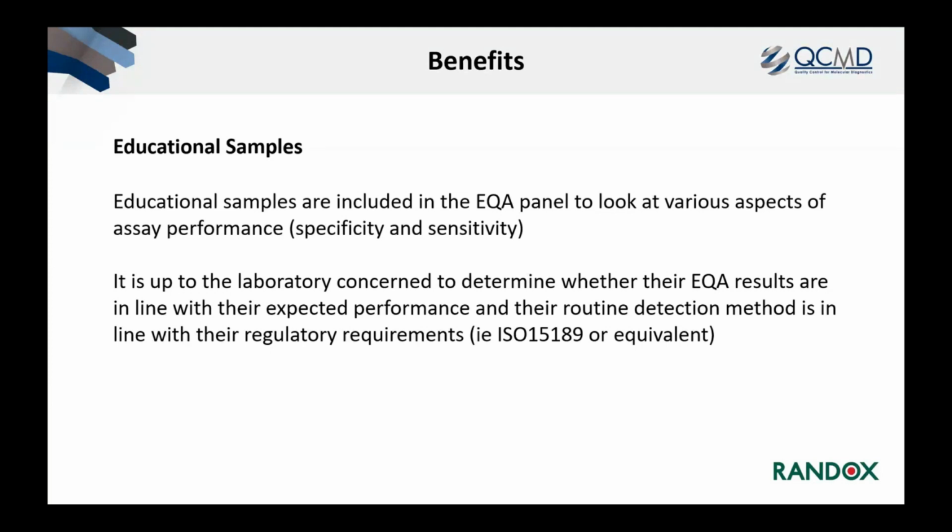Educational samples are slightly different. Educational samples are included in the EQA panel to basically assess or stress various aspects of assay performance, mainly specificity and sensitivity. A really good example of this would be our SARS-CoV-2 schemes, which include both SARS-CoV-2 and other non-SARS circulating coronavirus strains. This is in place to assess the specificity of an assay to SARS-CoV-2. In addition to that, we have serial dilutions, or dilutions down near the limit of detection of most assays, again designed to stress the sensitivity of the assay.